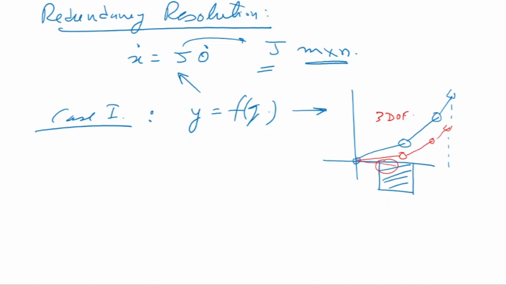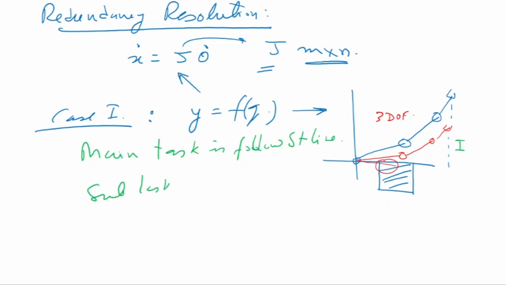So what we can do is we can divide this task into 2 parts. The first task is to follow the straight line. Okay, so this is my main task. So main task and subtask. The main task is to follow a straight line by the end effector. So this is my main task, which is given as 1. Now what is the subtask? It is to avoid the obstacle.